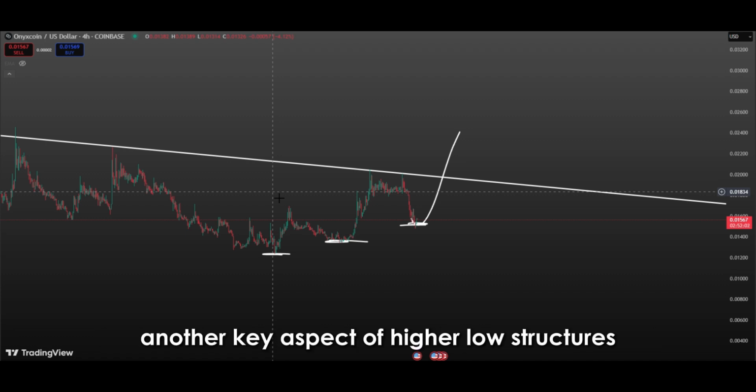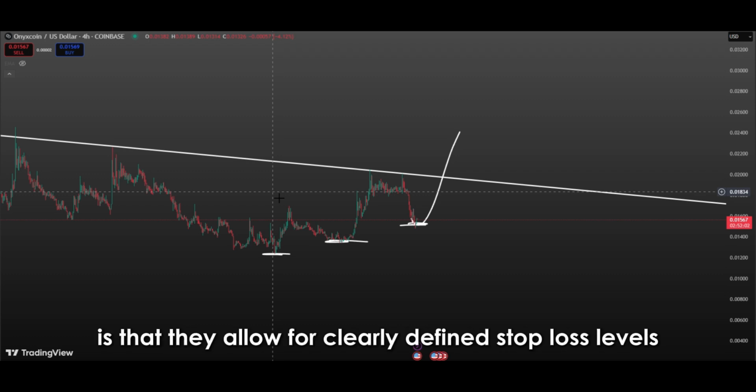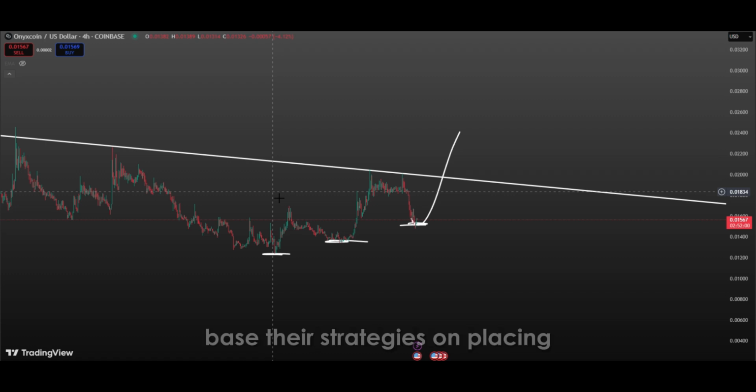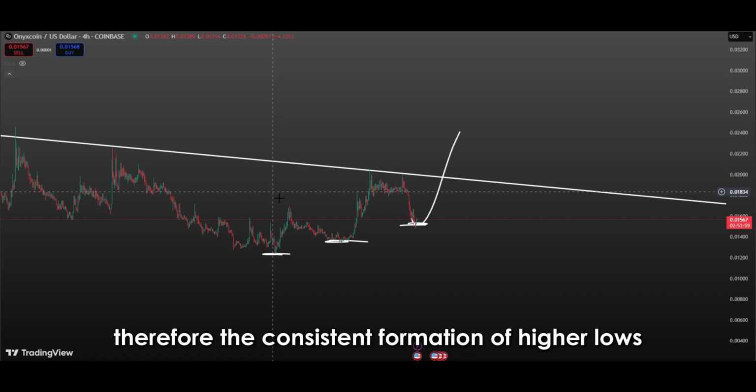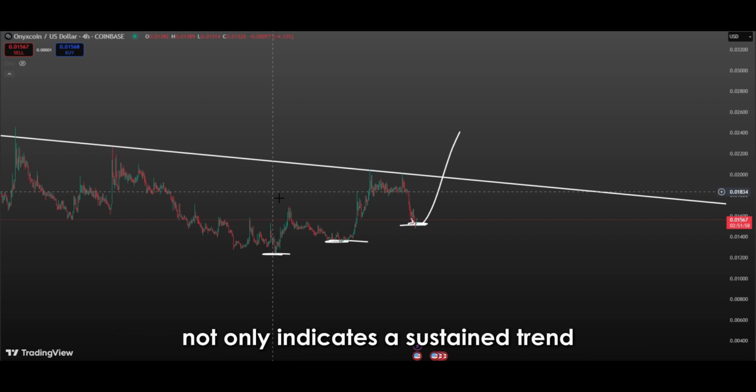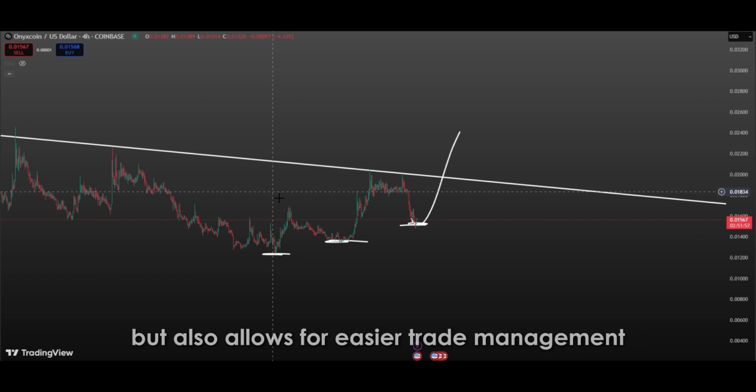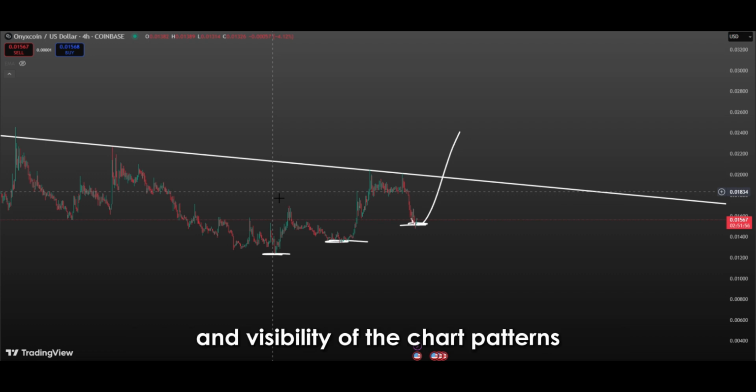Another key aspect of higher low structures is that they allow for clearly defined stop-loss levels. Many technical analysts base their strategies on placing stops below these formations. Therefore, the consistent formation of higher lows not only indicates a sustained trend, but also allows for easier trade management thanks to the clarity and visibility of the chart patterns.